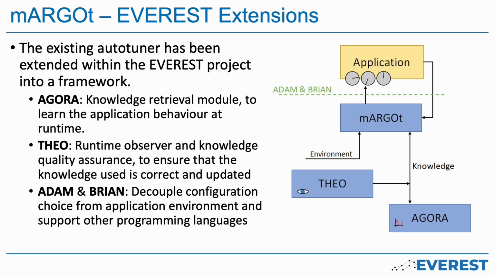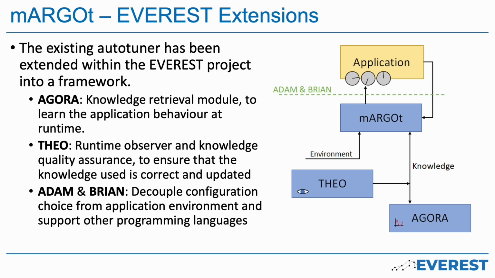Agora produces knowledge that reflects the system's current behavior, but does not guarantee that it will stay up to date for the entire execution. A dynamic execution scenario may cause the application to wander into cases not planned by the Agora component. The Theo runtime observer ensures that the framework can handle such cases, observing the behavior of the application and triggering the restart of the learning procedure if the knowledge does not reflect the status of the execution.